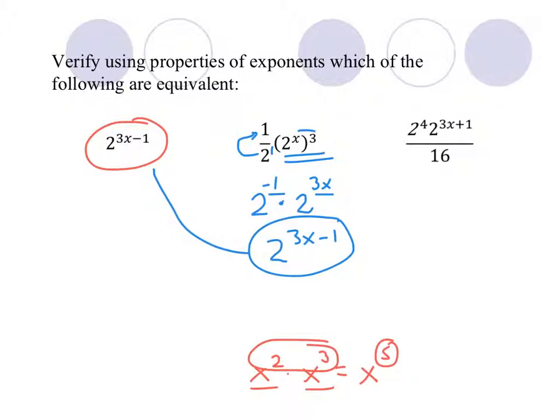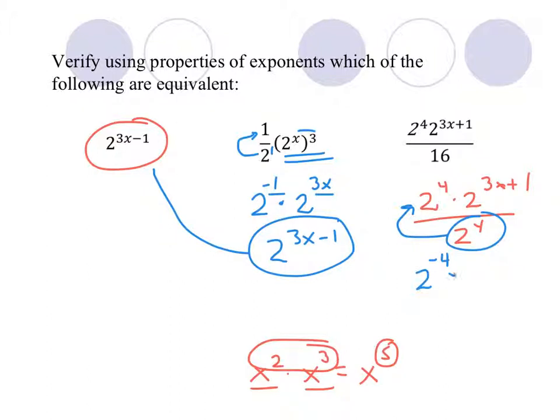Now, using the same concept for my third quantity, I'm going to change all of these to base 2. So this is 2 to the 3x plus 1, and this is 2 to the 4th. Now, I have some other options, but just to emphasize this, I can move this one to the top to make that 2 to the negative 4th. I have a 2 to the positive 4th already, and I have 2 to the 3x plus 1.